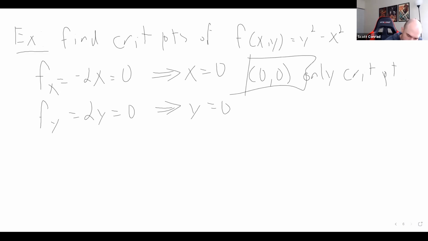So let's look at the graph real quick. My beautiful, beautiful graph. We'll see that it's actually neither a local min nor a local max. This is a hyperbolic paraboloid, rather.